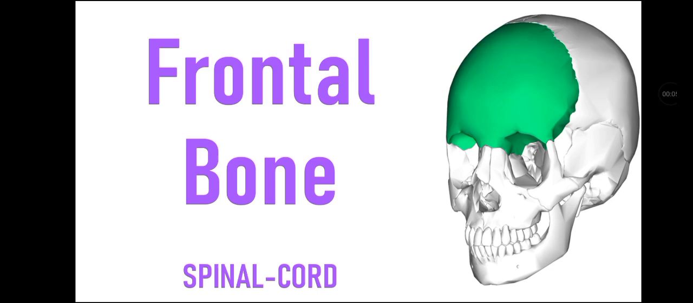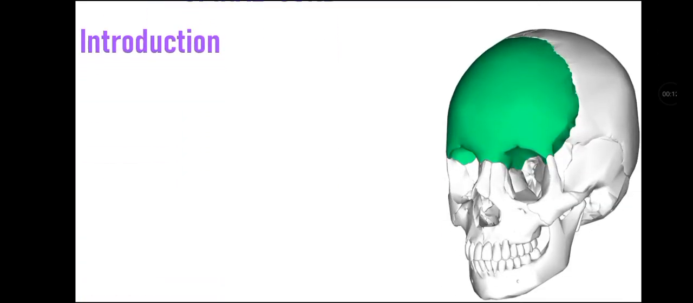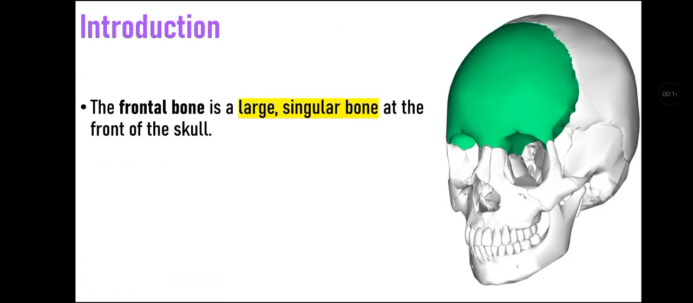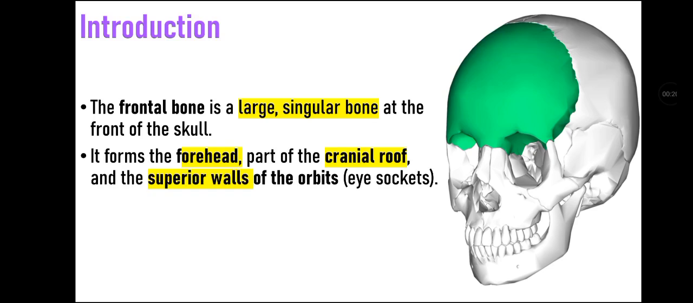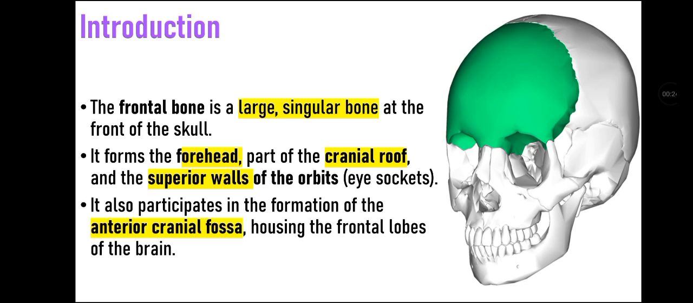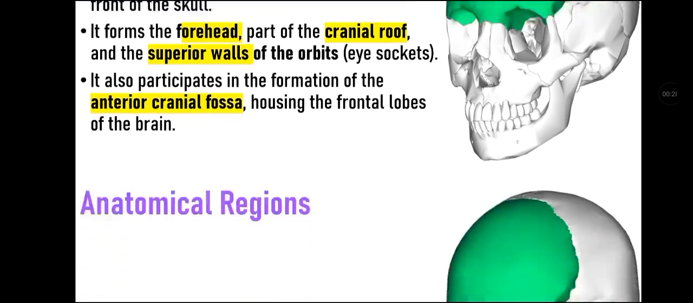And here at the side you can see the diagrammatic representation of the skull showing the highlighted area, that is the frontal bone. So let's start our topic with introduction. Frontal bone is a large singular bone at the front of the skull, as you can see here in the diagram. It forms the forehead, part of the cranial roof and superior walls of the orbit. It also participates in the formation of the anterior cranial fossa housing the frontal lobes of the brain.